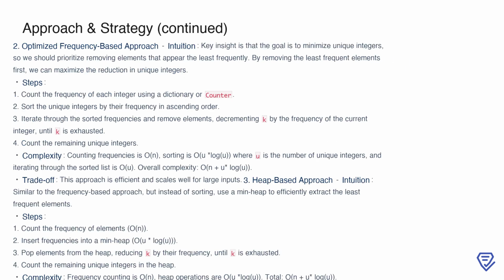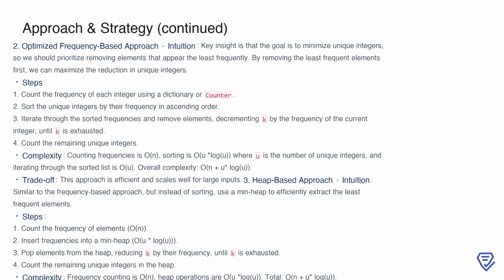A much more efficient approach is the optimized frequency-based method. The key insight here is that to minimize the number of unique integers, we should prioritize removing elements that occur the least frequently. By focusing on these less frequent elements, we can maximize the reduction in unique integers. To implement this, the first step is to count the frequency of each integer in the array, which can be done using a dictionary or a counter.